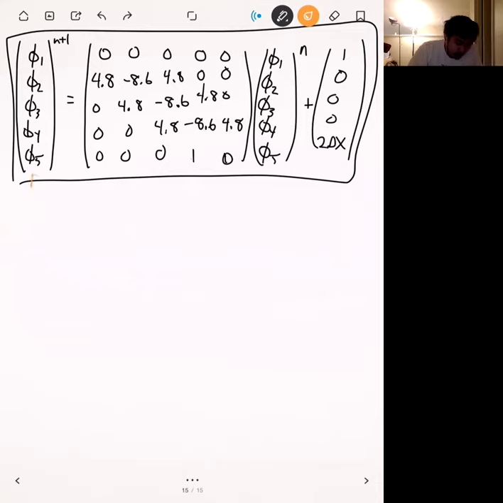And so the thing that we actually want to solve for is on this side of the equation, which is all the phis at n plus 1. And so to obtain this, we don't have to do any matrix inversion at all. All we have to do is just perform matrix multiplication, plus a vector addition.